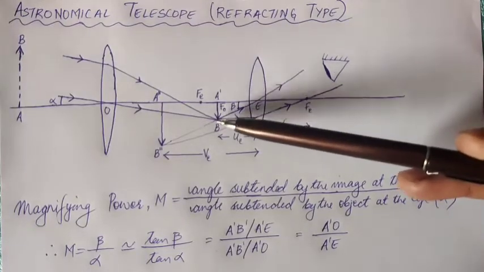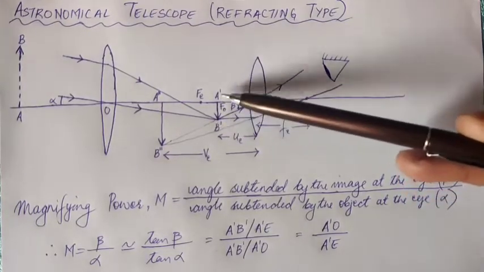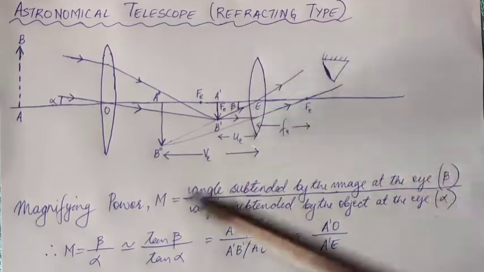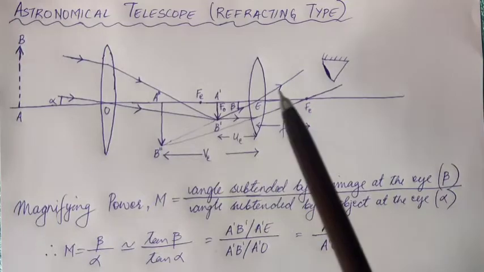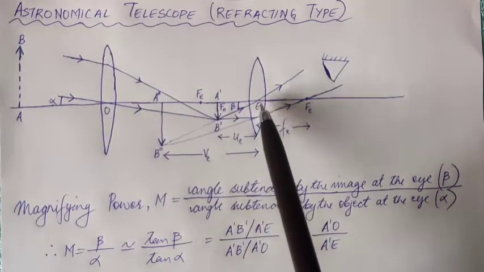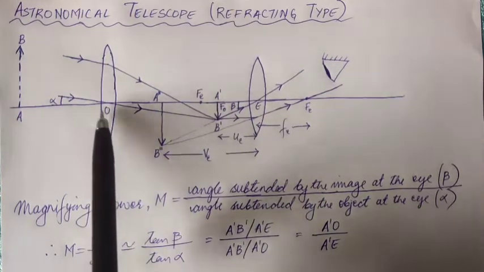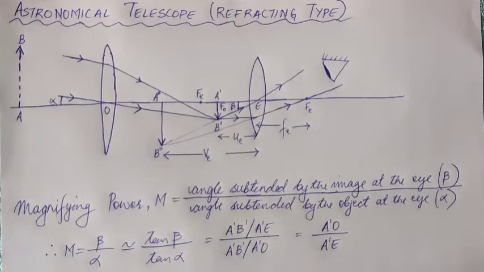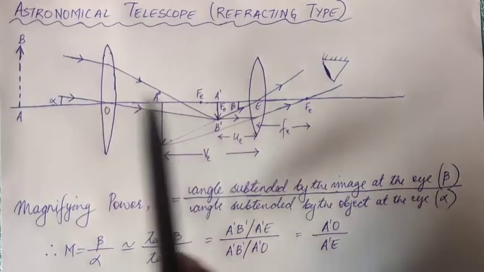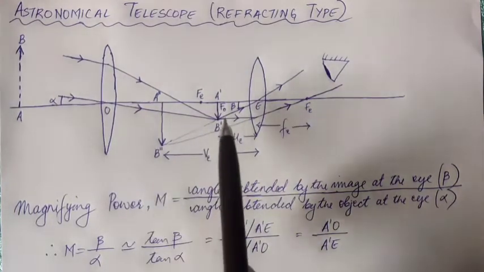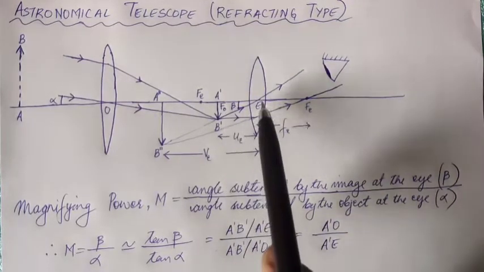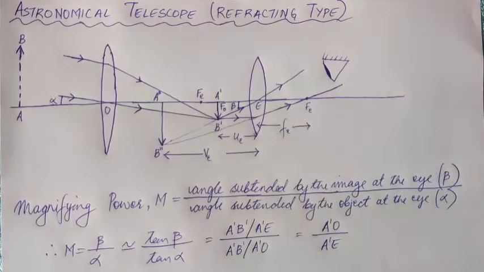Now it is this image A dash B dash, formed at the focal point of the objective, that lies in between the optical center E and the focal point of our eyepiece. The distance between the objective and the eyepiece is so adjusted. The telescope will have some knobs, precisely called the rack and pinion arrangement. By using those knobs, the distance between the objective and the eyepiece is adjusted so that this image A dash B dash is formed in between the optical center and focal point of our eyepiece.